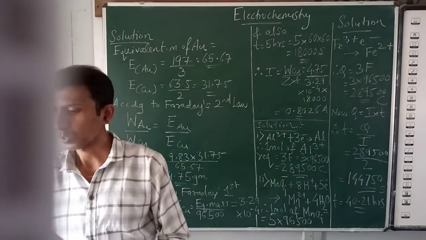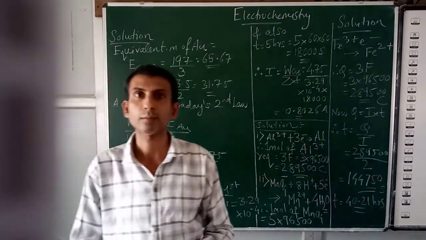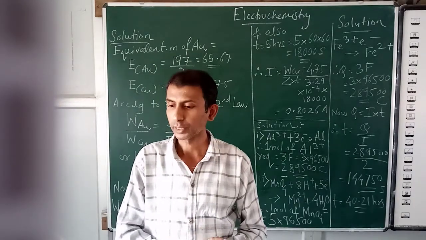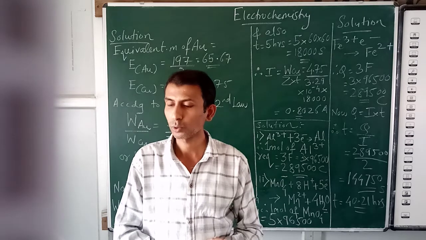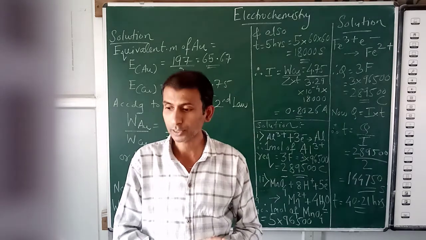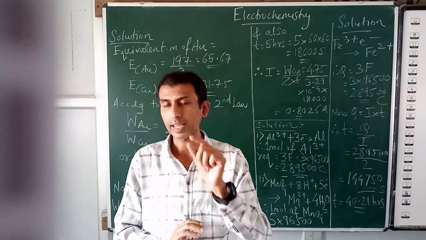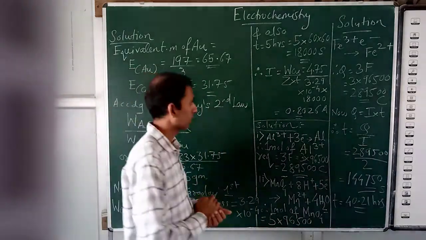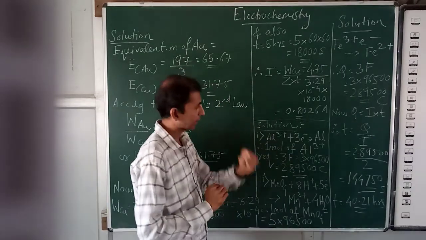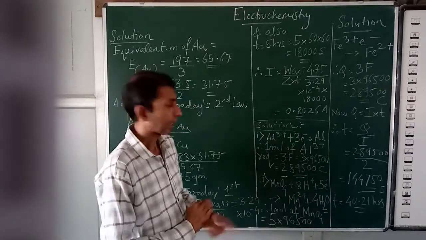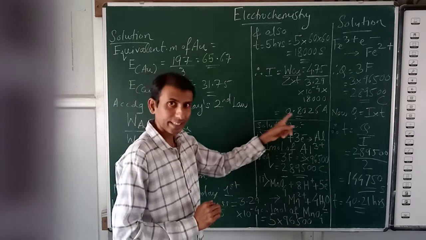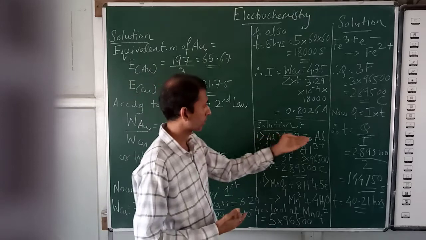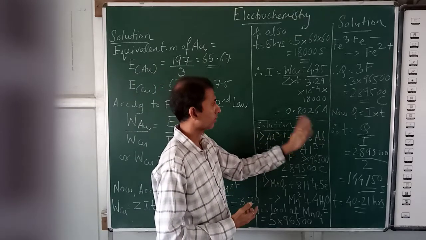How much charge is required for each of the following reduction processes? In the first reduction process, they are asking us to calculate the charge for reduction of 1 mole of Al3+ to Al. Let us start with the first part. For this particular reaction, Al3+ to get reduced to Al, of course 3 electrons are required, that we know. So write the equation: Al3+ + 3 electrons gives Al.